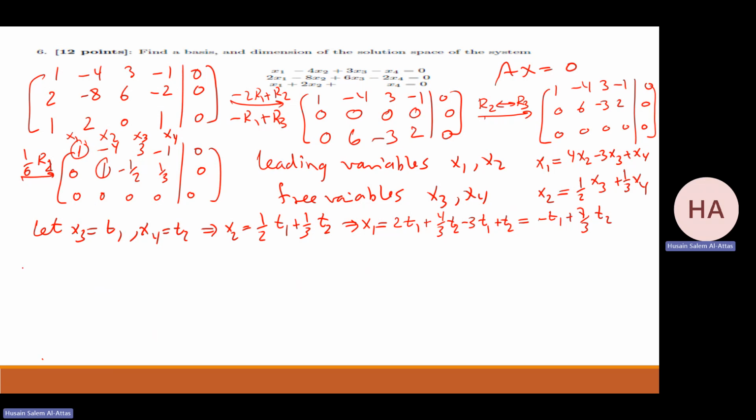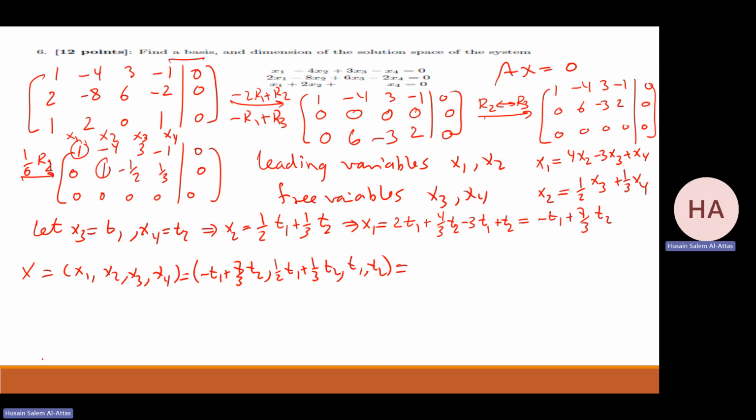So my solution x will be x1, x2, x3, x4, which I can write as minus t1 plus 7 over 3 t2, half t1 plus 1 over 3 t2, t1, t2. By the way, there are different solutions, but this is one of them, because the question is saying to find a basis.